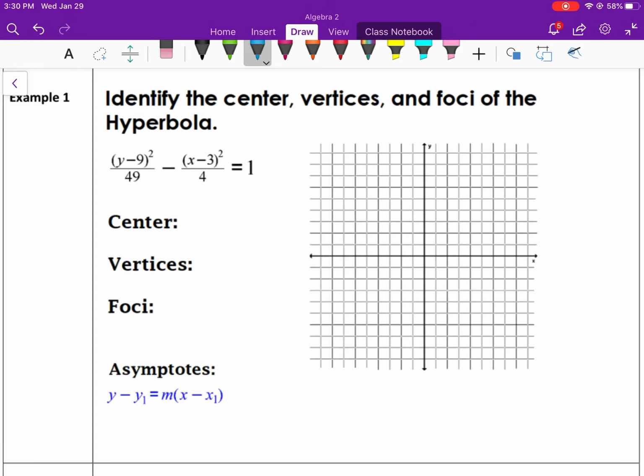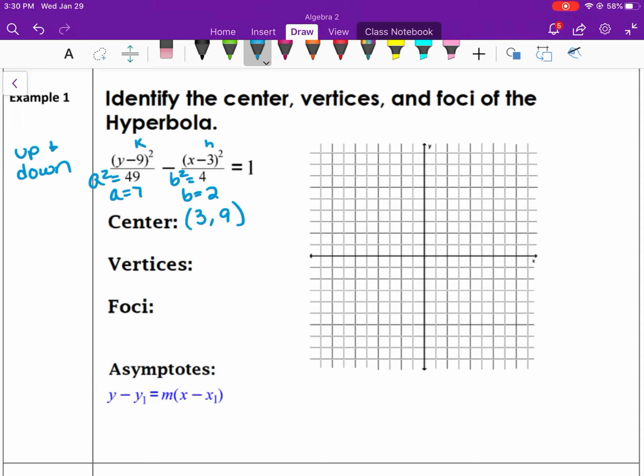So this one is going to open up and down because the y value comes first. And your center then will be, the h is going to be 3 and the k is going to be 9. So just what I was saying, the x value of your center always comes with the x parentheses. And then your a squared value will be 49, so a is going to be 7. B squared is 4, so b will be 2. A squared is always first.